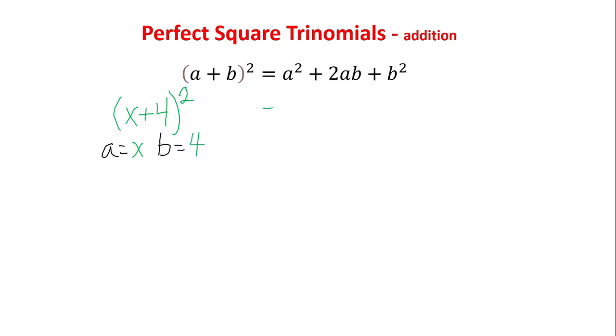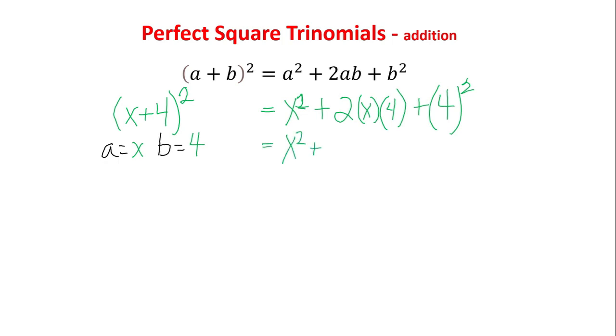So let's just substitute our values. So we have x squared plus 2 times our x, which is a, and 4, which is b, plus 4 squared. So if we simplify that, we would have x squared plus 2 times 4 is 8, and we keep our x, and 4 squared is 16.